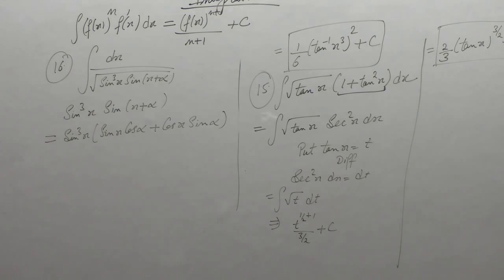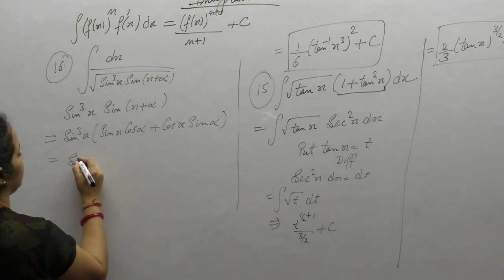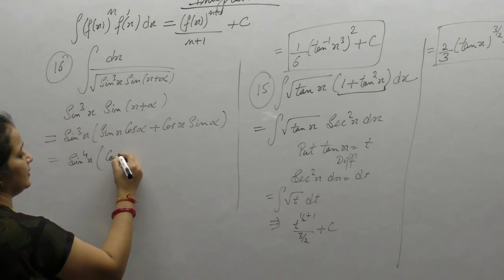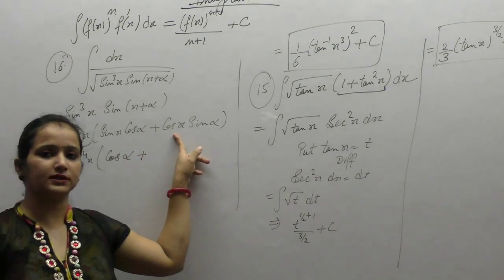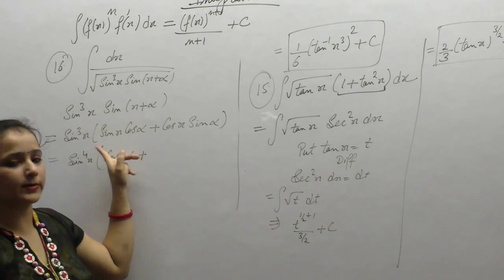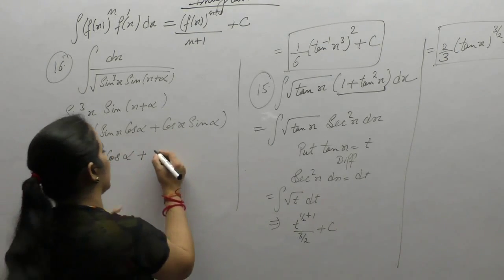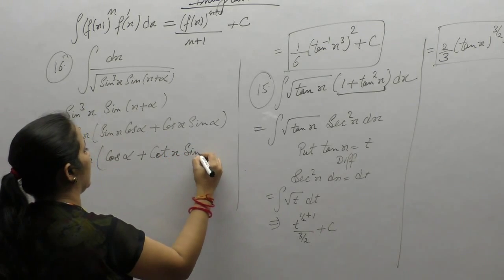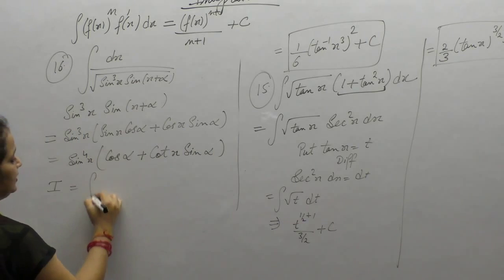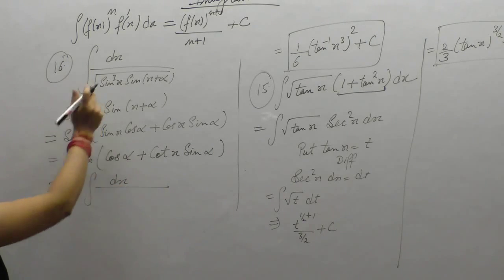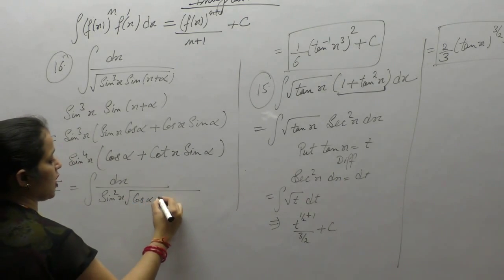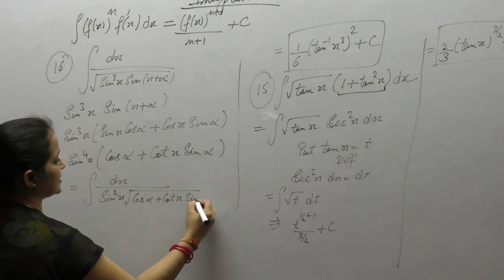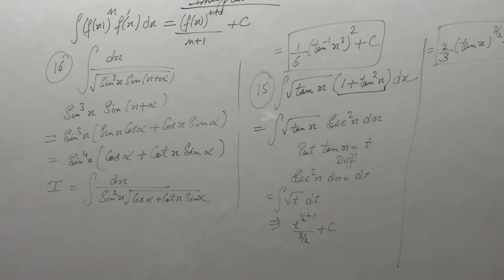Now take sin x common. Sin⁴x: here we take sin x as common, cos alpha, cos upon sin. Here sin x is not in the numerator, but we take sin x as common, so we will divide this. Cos x upon sin x is cot x sin alpha. Now put this term in the given integral, dx upon the square root of sin⁴x. We get sin square x square root of (cos alpha plus cot x sin alpha).